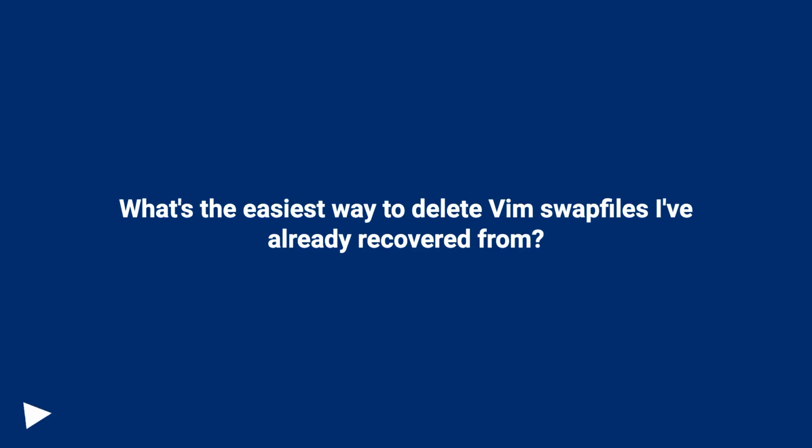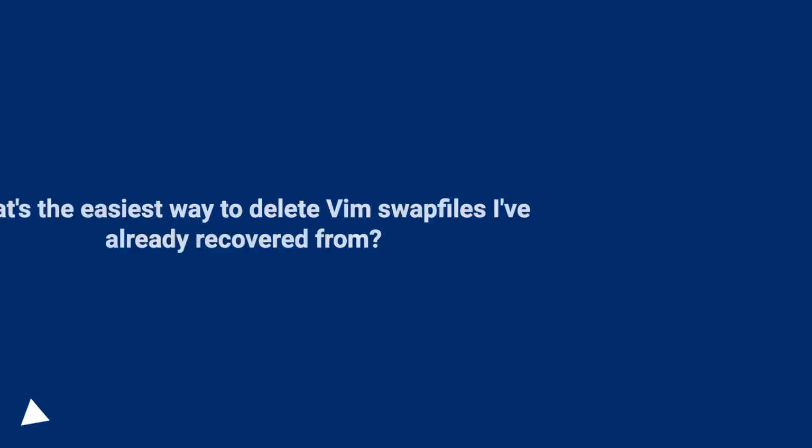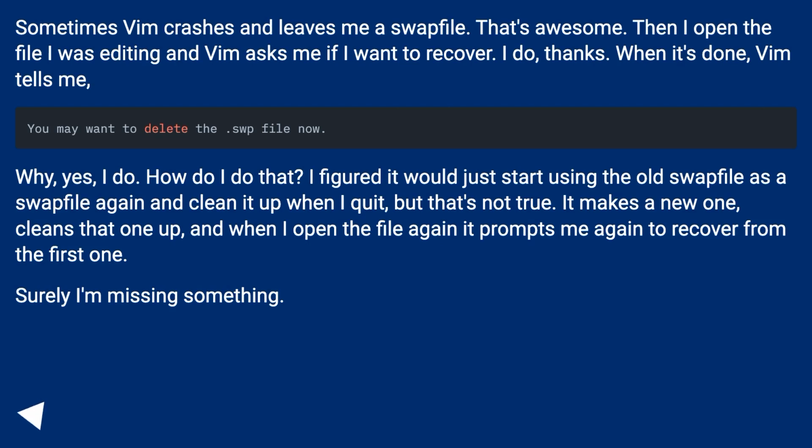What's the easiest way to delete Vim swap files I've already recovered from? Sometimes Vim crashes and leaves me a swap file. That's awesome. Then I open the file I was editing and Vim asks me if I want to recover. I do, thanks. When it's done, Vim tells me. Why, yes, I do. How do I do that?